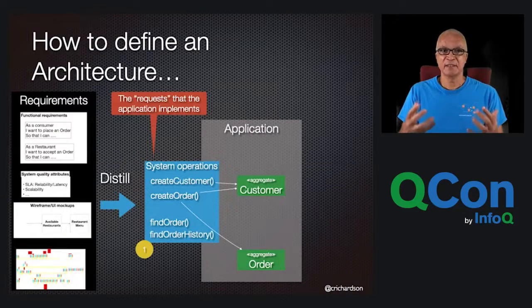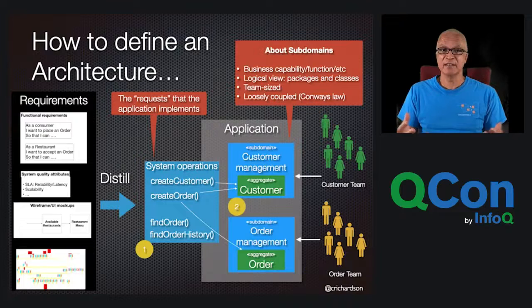The first step distills the application's requirements into system operations. A system operation models a request that the application must handle. It acts upon one or more business entities or DDD aggregates. The second step organizes those aggregates into subdomains. A subdomain is a team-sized chunk of business functionality. You might also call it a business capability.